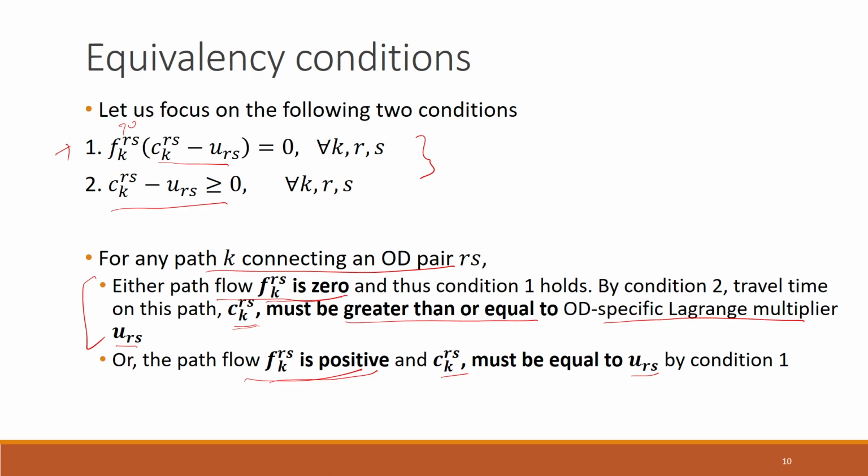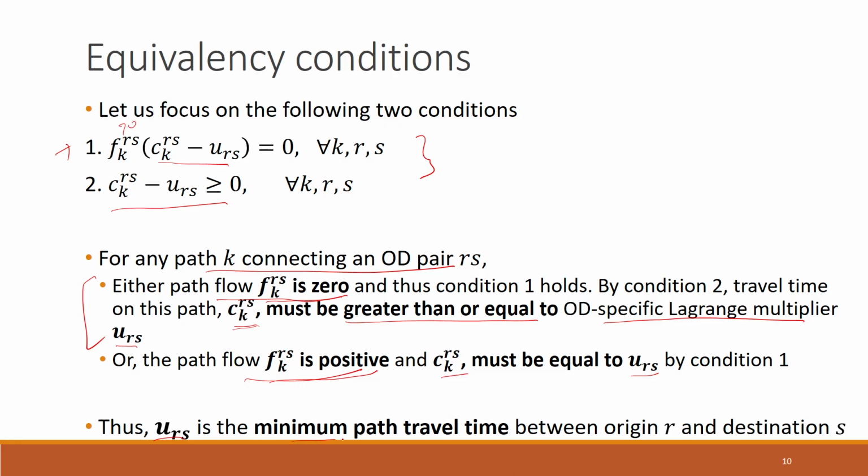So now you can guess that this URS is the minimum path travel time between origin R and destination S. This fits into that idea: if we have used paths, that is FKRS is positive for path K connecting R to S, then the travel time on this path must be equal to URS, and this URS is the minimum path travel time between origin R and destination S. And if there is a path K with 0 flow connecting origin R to destination S, then the travel time on that path CKRS must be greater than or equal to this URS.